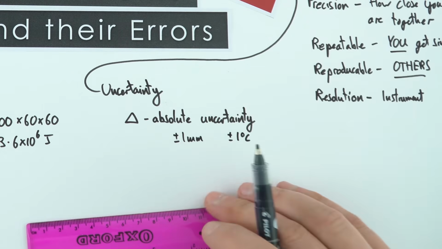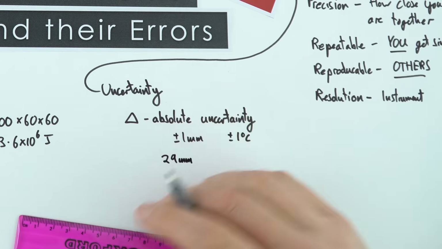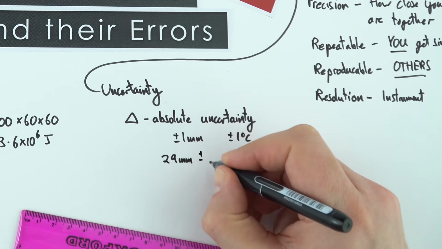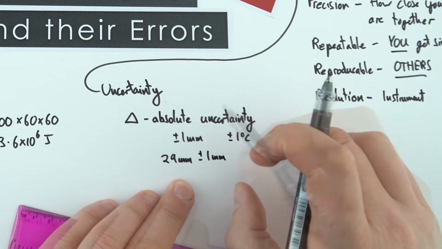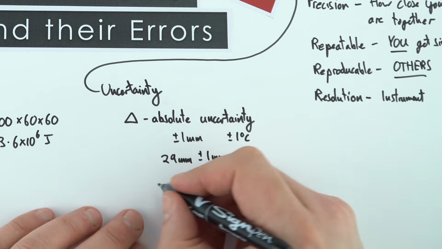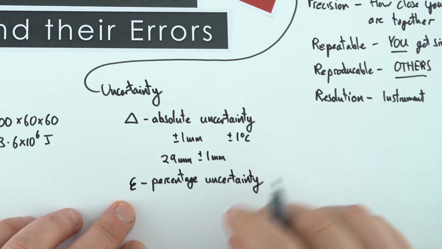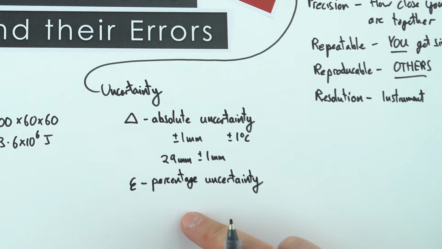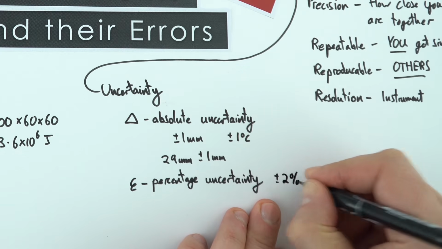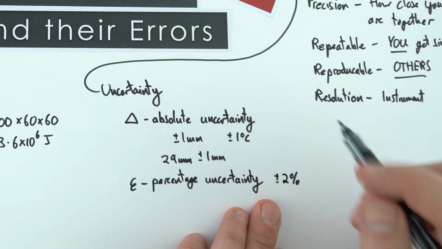So an example of this might be that you're measuring something and the length is 29 millimetres. But, and we'll come on to this in a second, we might find that it's got an absolute uncertainty of plus or minus 1 millimetre. Now, the other thing that we can do, and actually this is sometimes more useful, is we can look at percentage uncertainty. And the symbol that AQA use for this is an epsilon, this kind of curly E. So basically this tells us about the percentage uncertainty in a reading. So we might be talking about perhaps plus or minus 2%. So absolute has units, percentage uncertainty is just a percentage.